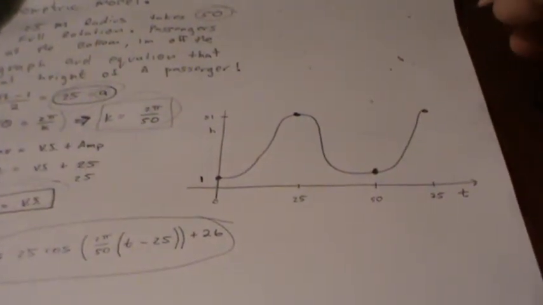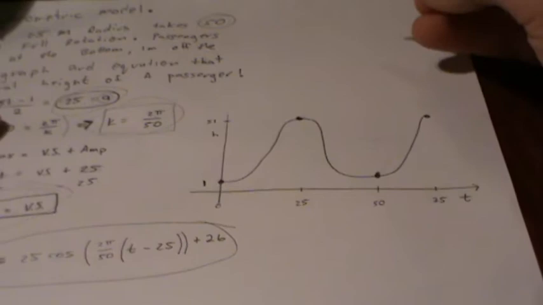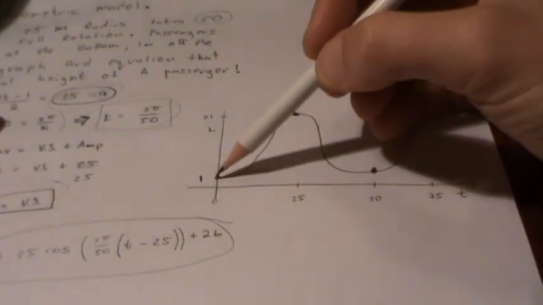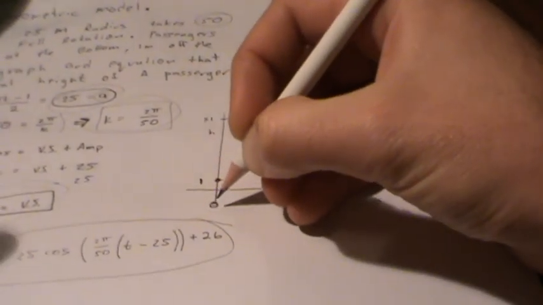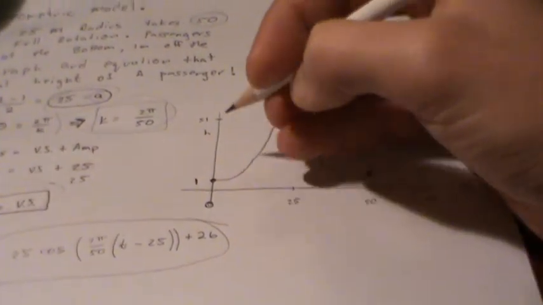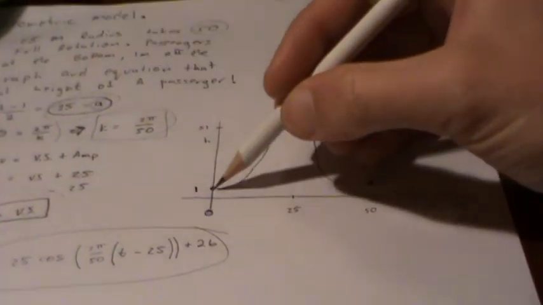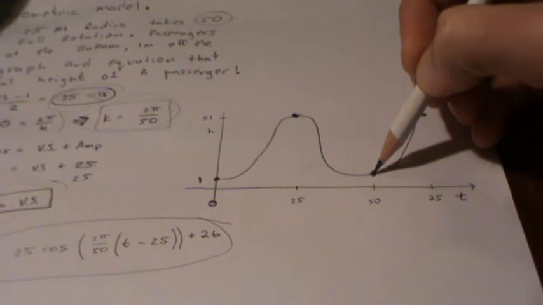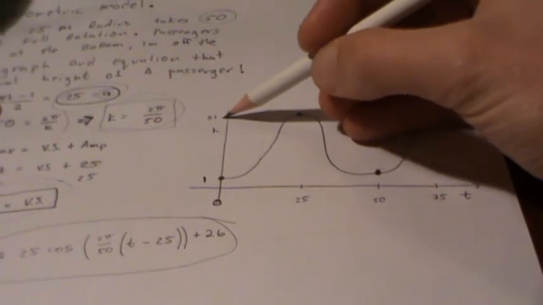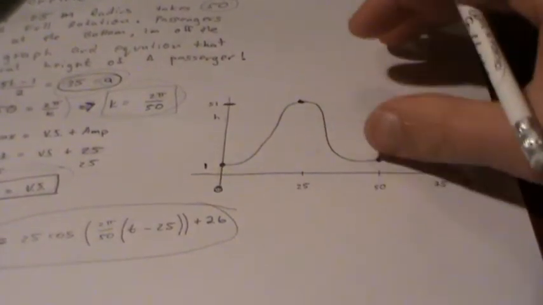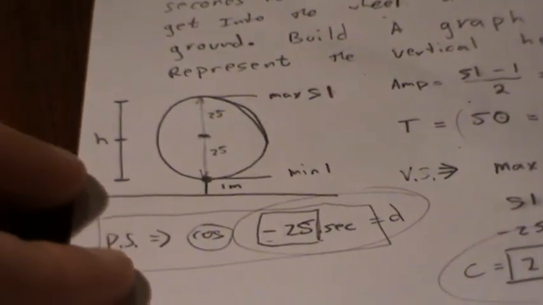Excuse me. So we notice we have most of the key features. Okay, it's pretty clear that the person gets in at 0 seconds. 0 seconds, by the way, corresponds to when you get into the ride. Then you go up and back down and so forth. It takes a full 50 seconds for you to complete a rotation, and you can see that the maximum height is 51, which erroneously I wrote down previously as 25, but we ended up fixing that.